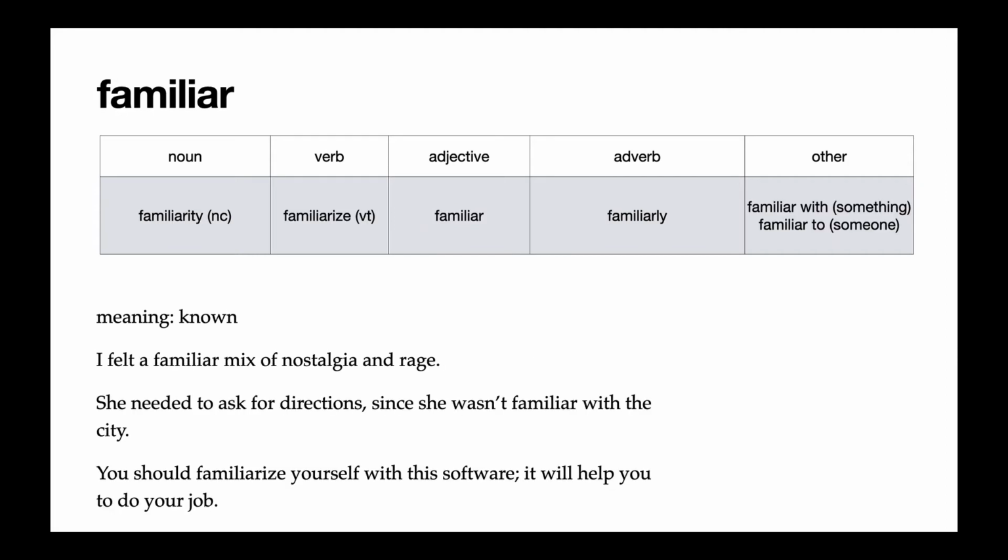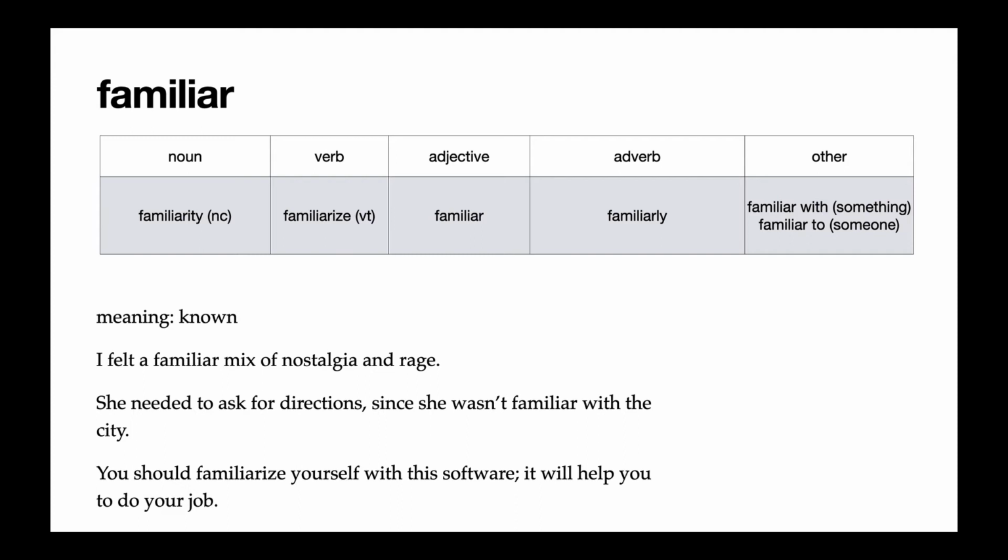Our next word is familiar. Familiar is an adjective that means known, something that you already know. In the reading, we said, I felt a familiar mix of nostalgia and rage. That means this feeling that we had was something that we felt comfortable with, like we already knew about it. We have a complete word family for familiar. Familiarity is a non-count noun. Familiarize is a transitive verb that means to make yourself familiar with something. There is an adverb form that's not commonly used.